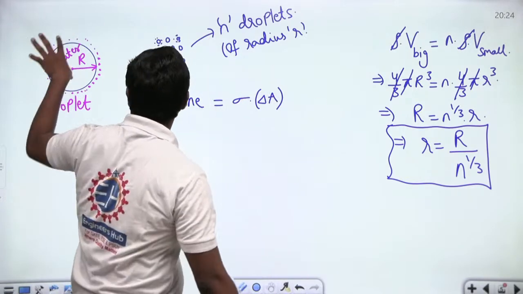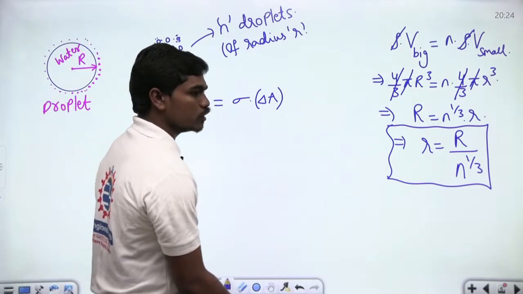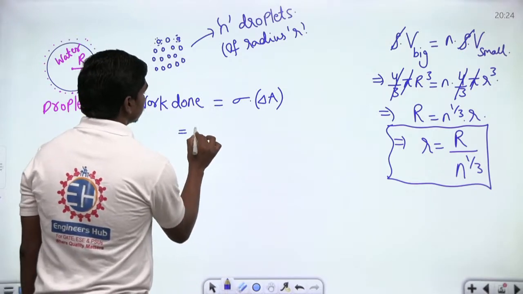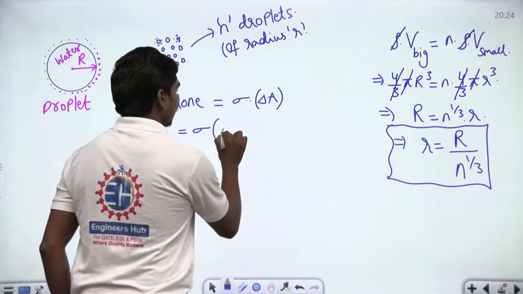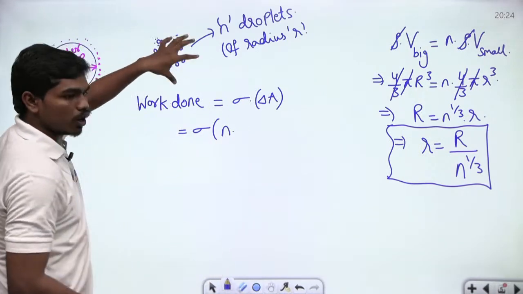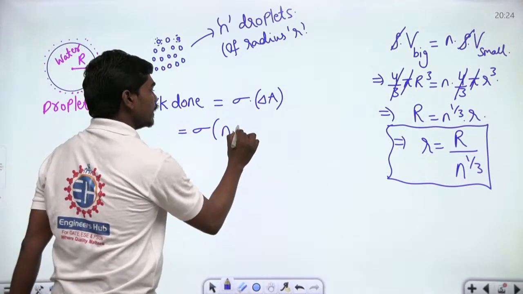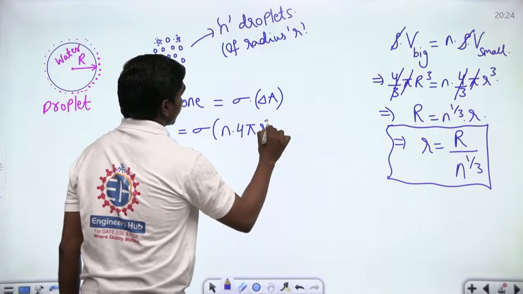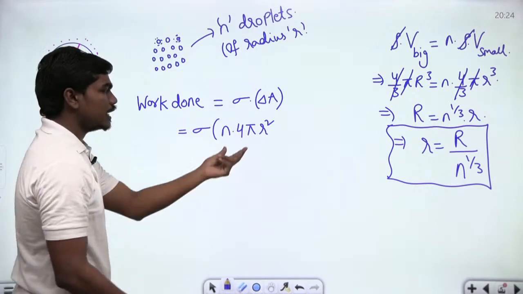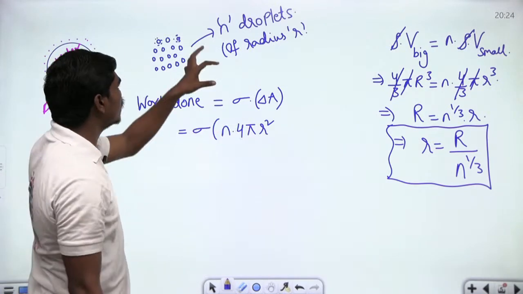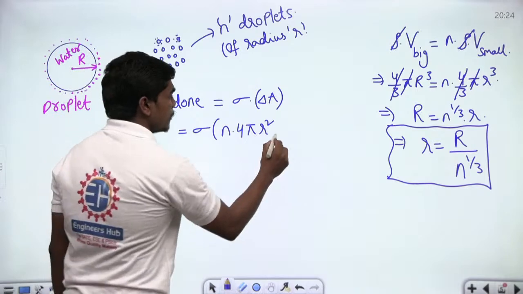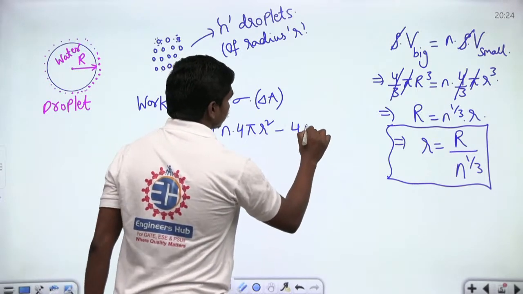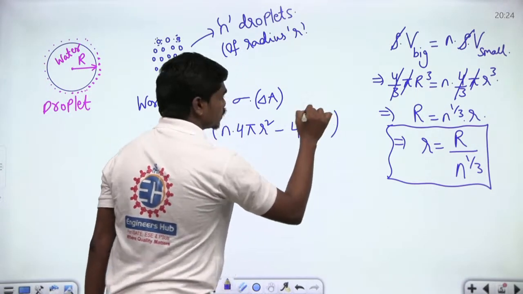So what is the surface area of this big water droplet, which is 4 pi R square? Let us write this. Sigma into the change in area is nothing but n times the surface area of all these small droplets, that is n into 4 pi r square, because if this is a small droplet of radius r, then 4 pi r square is its surface area, and totally there are n droplets. So n into 4 pi r square minus that big droplet area, which is 4 pi R square, correct?